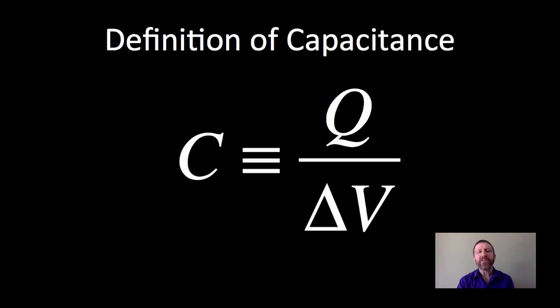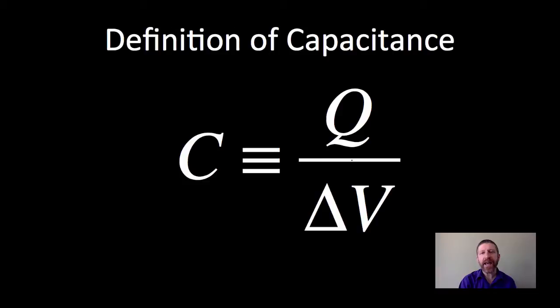So now we have our definition of capacitance. Caps are quite overvalued. Incredibly useful mnemonic. The capacitance definition is the ratio between the charge on one plate and the voltage difference between the plates.